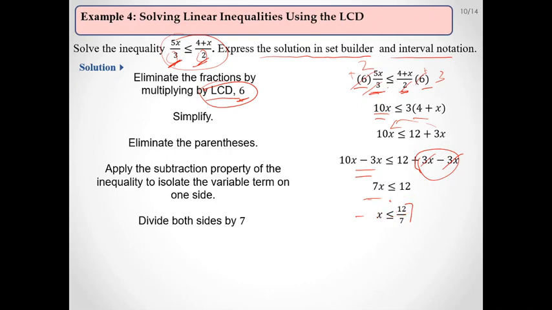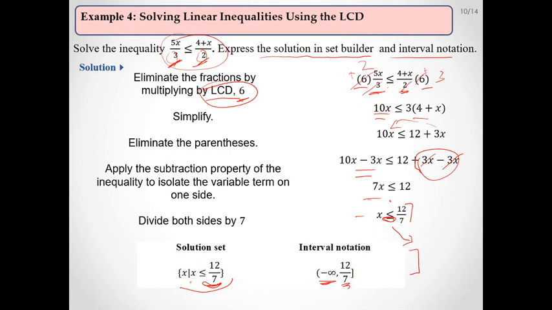And when you write this one as a set builder notation, you can write it this way. And the interval notation, so there's an upper bound here, but there is no lower bound. So you put negative infinity. And because of this equal sign here, we have to put the bracket here.